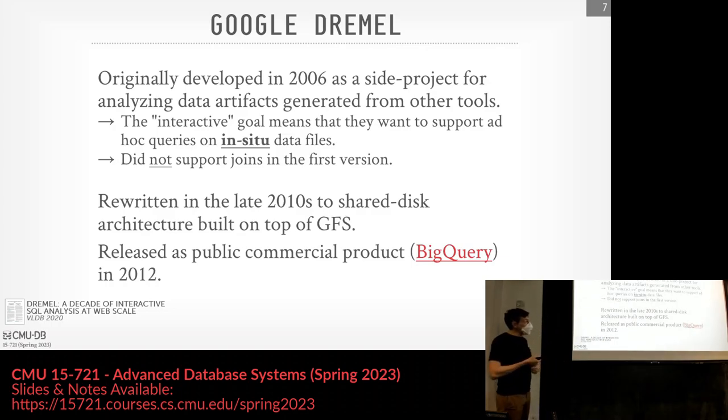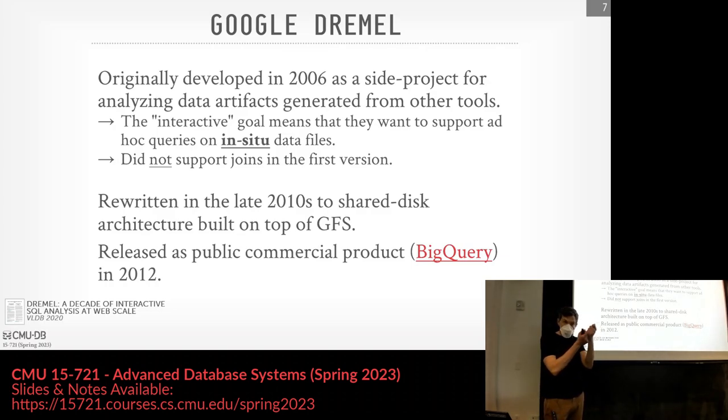The original version did not support joins. And the original version actually was a shared nothing system. And again, in the paper you guys read, they talk about how this became problematic, because as more and more people internally at Google started using the database system, since it was a shared nothing system where the compute was tied to the disk, it made it hard to scale out because you had to provision more resources.